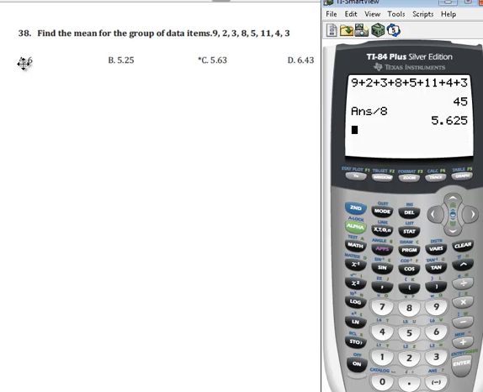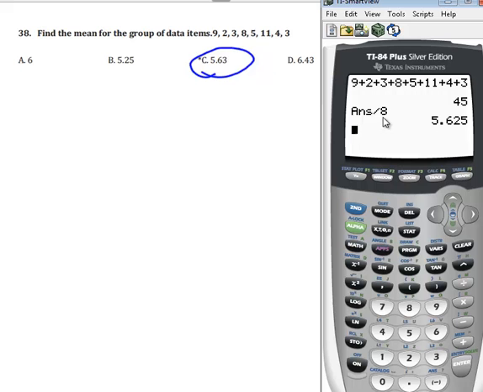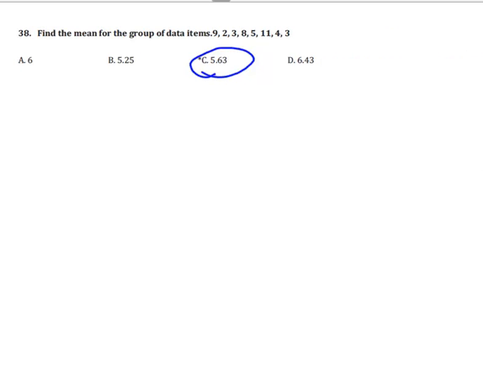5.625, and when you look at your choices, the closest one is 5.63. So the correct answer is C, 5.63. So add the items together, divide by the number of items to get the mean, and of course mean is the same as finding the average.